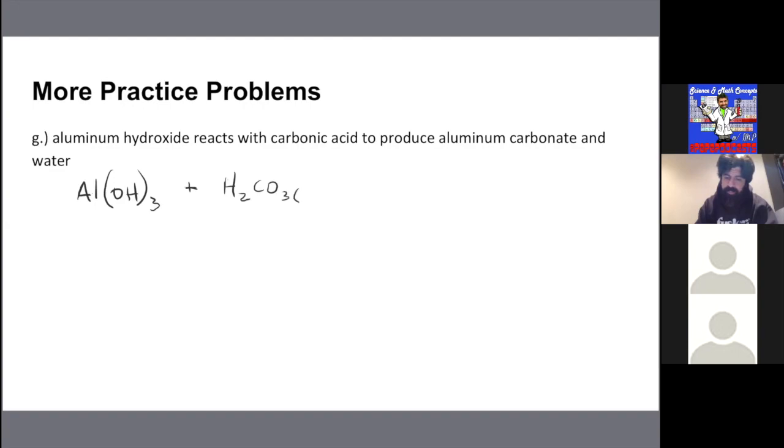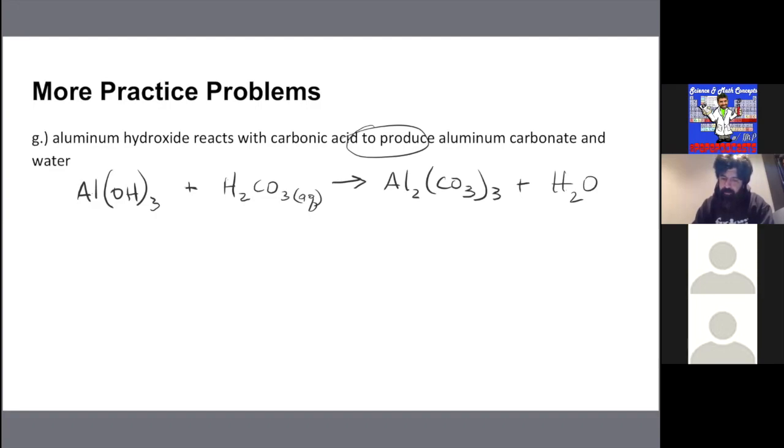H2CO3, but because it's an acid, we are going to put the (aq). This is the only time I want the state, because if we don't have the (aq), it's technically a different compound. To produce aluminum carbonate. So aluminum carbonate is Al2(CO3)3, plus water, and water is H2O.